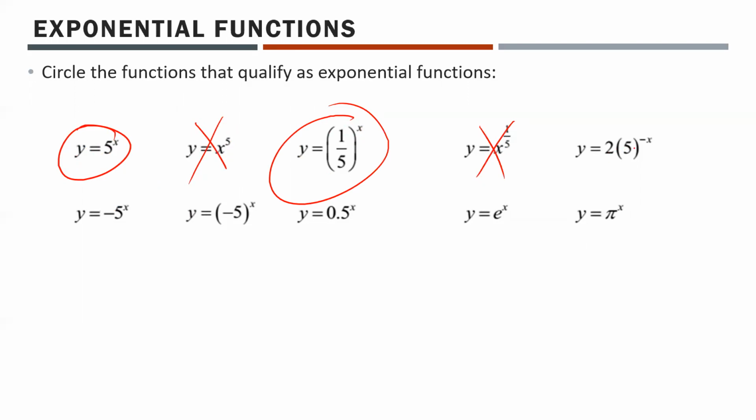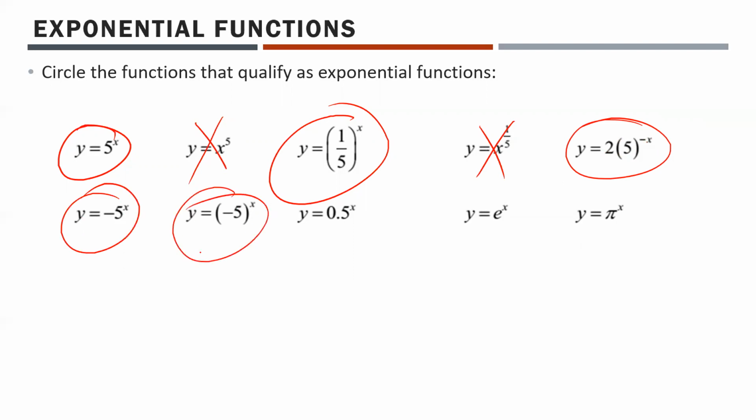This next one, 2 times 5 to the power of negative x. Negative x is your exponent, right? That's your variable. So that one works just fine. Negative 5 to the power of x. Yeah, that works too. Negative 5 in brackets to the power of x. Yeah, that works. Just a reminder of the difference between these two.